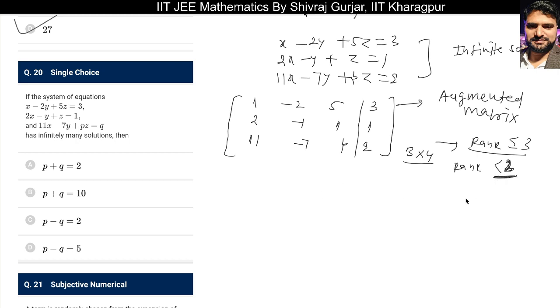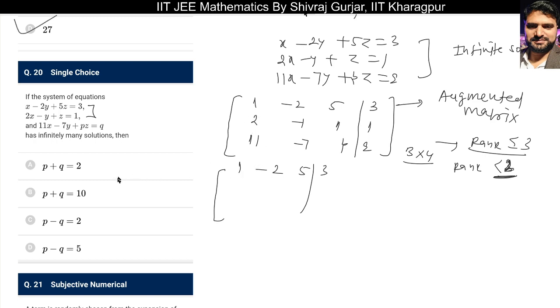Means when the rank is 2, that is like saying there are 2 equations in 3 unknowns, then there will be infinite solutions. Okay, so let us simplify it. This is 1 minus 2 5 3. Now I will convert it into echelon form. Echelon form means here, all the elements below the 1 we will make 0.